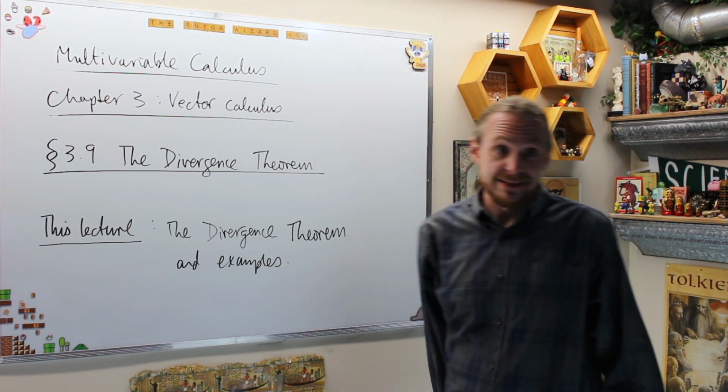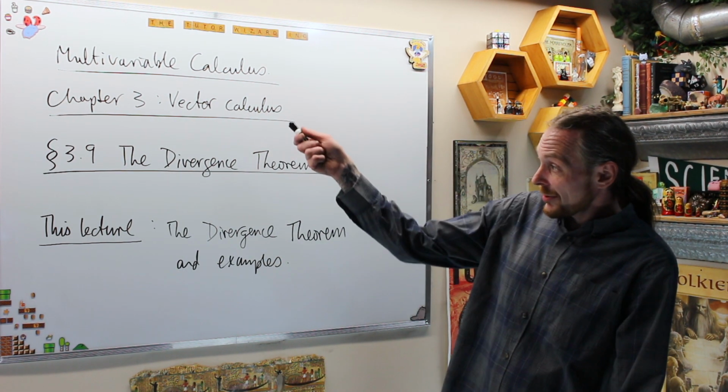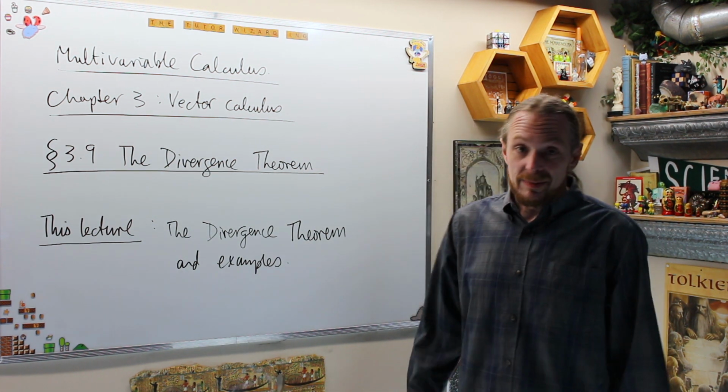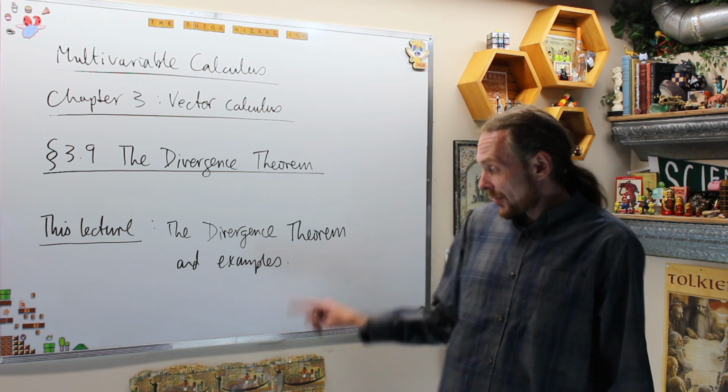This is the last video in the series, Multivariable Calculus, Chapter 3. We're in Vector Calculus. 3.9 is the Divergence Theorem. What we're going to do specifically is the Divergence Theorem and an example.